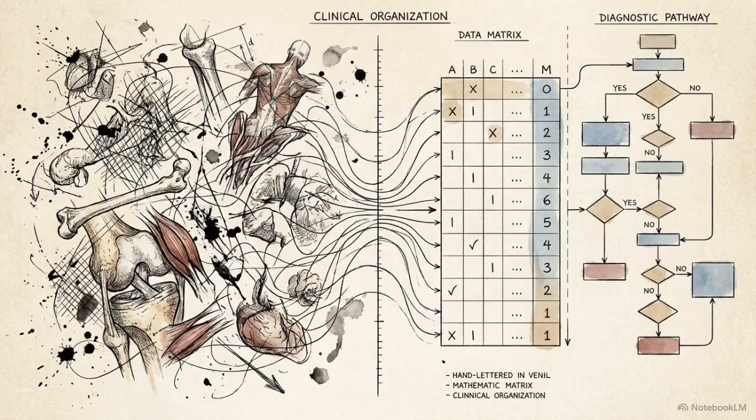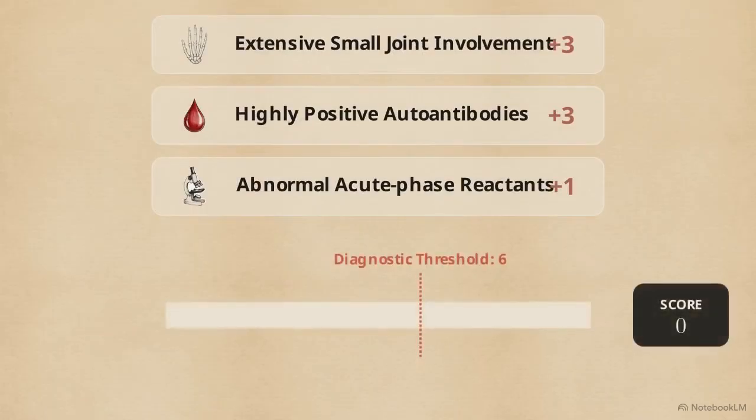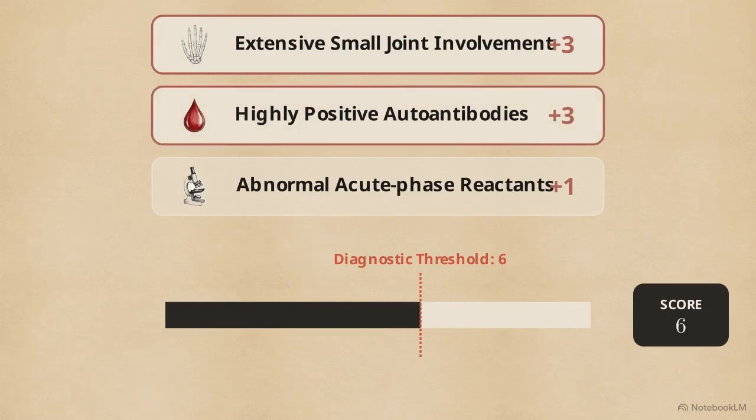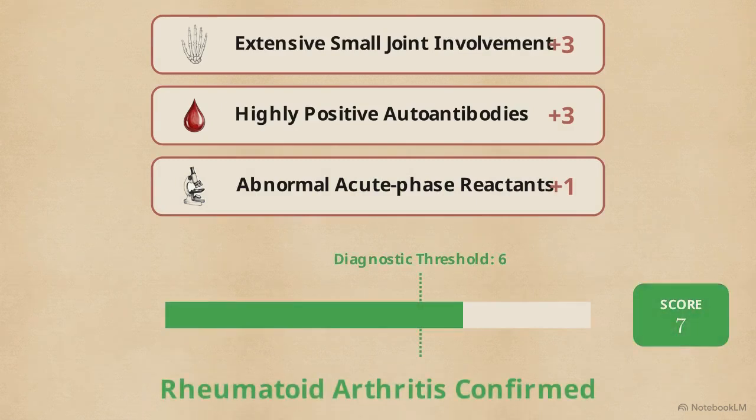The final objective of the clinical reckoner is converting these physical findings into mathematical certainty. This digital interface represents the 2010 ACR-EULAR classification criteria for rheumatoid arthritis. This matrix applies strict, weighted values to our gathered data. Extensive small joint involvement logs 3 points. Highly positive autoantibodies add another 3. Abnormal acute phase reactants push the total score to 7, crossing the diagnostic threshold of 6 to confirm rheumatoid arthritis.